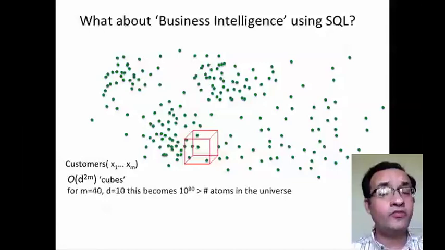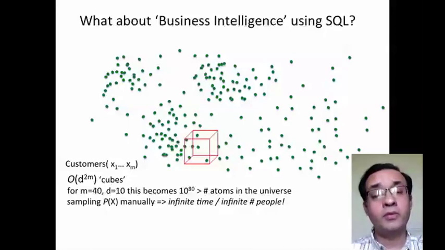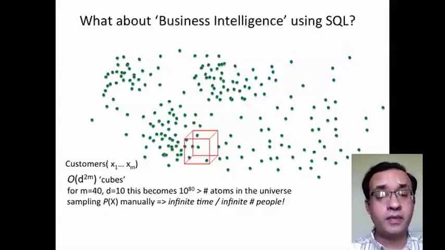And very easily you can figure out that if M is equal to 40 and D is equal to 10, so you have 40 features per customer, and each of them can take 10 possible values, this is a huge number. It's more than the number of atoms in the universe. And really what this means is that sampling this distribution and trying to find some interesting patterns manually is pretty close to taking infinite time. Even if you have an infinite number of people, you can probably crack it, but not otherwise.